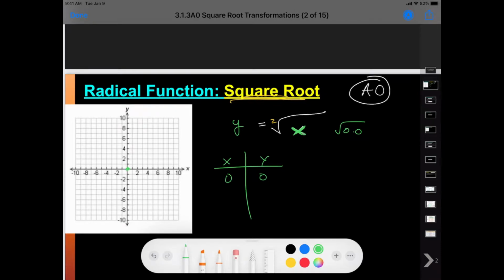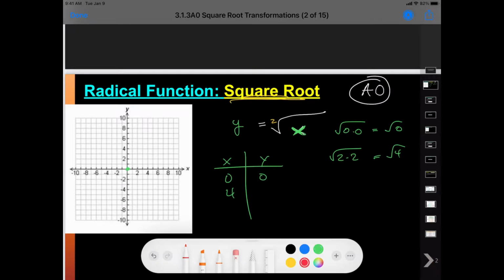Okay. Now let's think strategically. I would not want to pick an x value of 2. You could, but it'll be a decimal. So if I pick a perfect square like 4, what is the square root of 4? Well, that would be the number 2, because 2 times 2 is 4. Square root of 4 is 2.